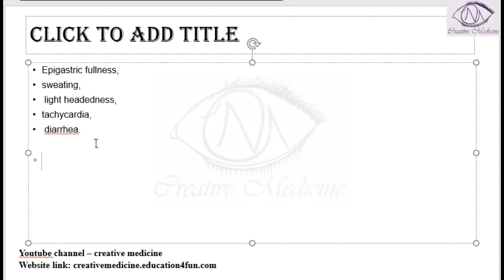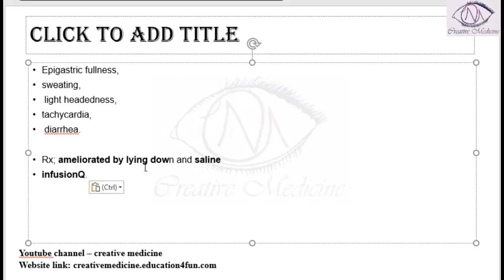So how are you going to stop or treat these symptoms? These symptoms are mainly treated by lying down. These symptoms can be decreased or ameliorated by lying down, and you can also give saline infusion to the patient. But the main treatment is to take small diets, small fluid diets, that is multiple small meals, which is important for early dumping syndrome.